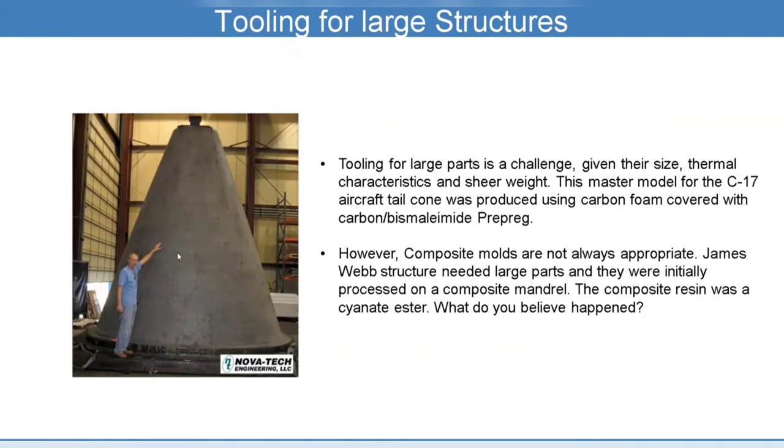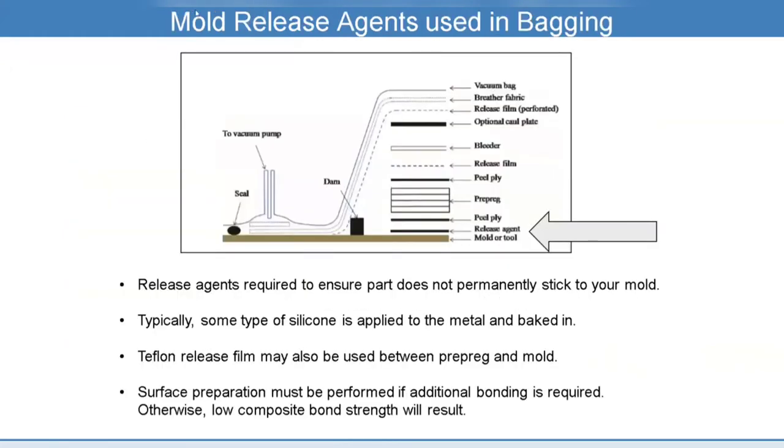However, composite molds are not always appropriate. The James Webb structure needed large parts and they were initially processed on a composite mandrel. The composite resin was a cyanate ester. Do you know what happened there? Why don't we think that through.